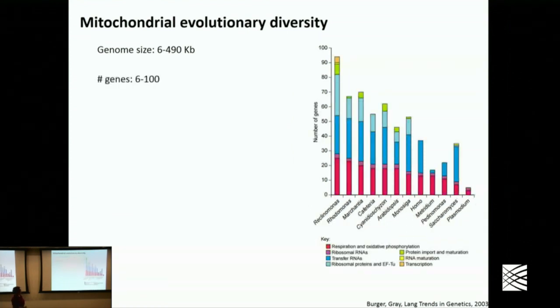The most number of genes in a mitochondrial genome is 100. The fewest says 6, though I know of one that has 3. And some organisms have actually lost the mitochondrial genome altogether. These are all organisms that are anaerobic and don't do OXPHOS anymore, and that's let them lose the mitochondrial genome altogether.